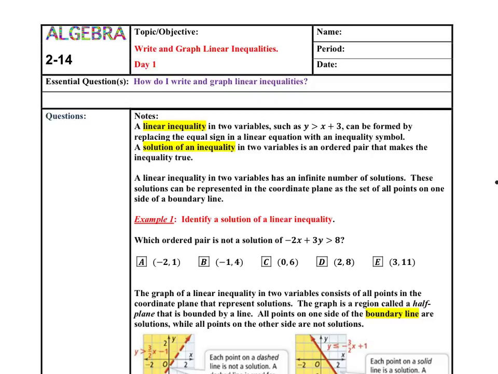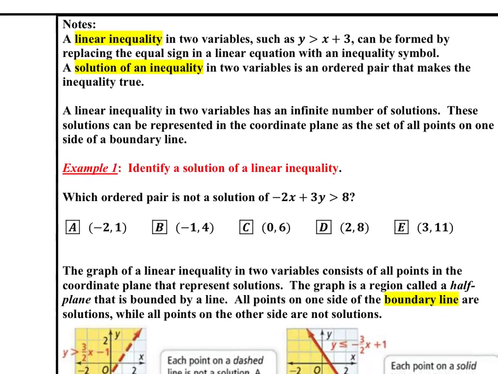The main thing we're learning how to do is graph linear inequalities, which you have not necessarily learned how to do yet. Okay, so linear inequalities, you know what this looks like. You got x and y, typically 2 variables. And you have your inequality sign.